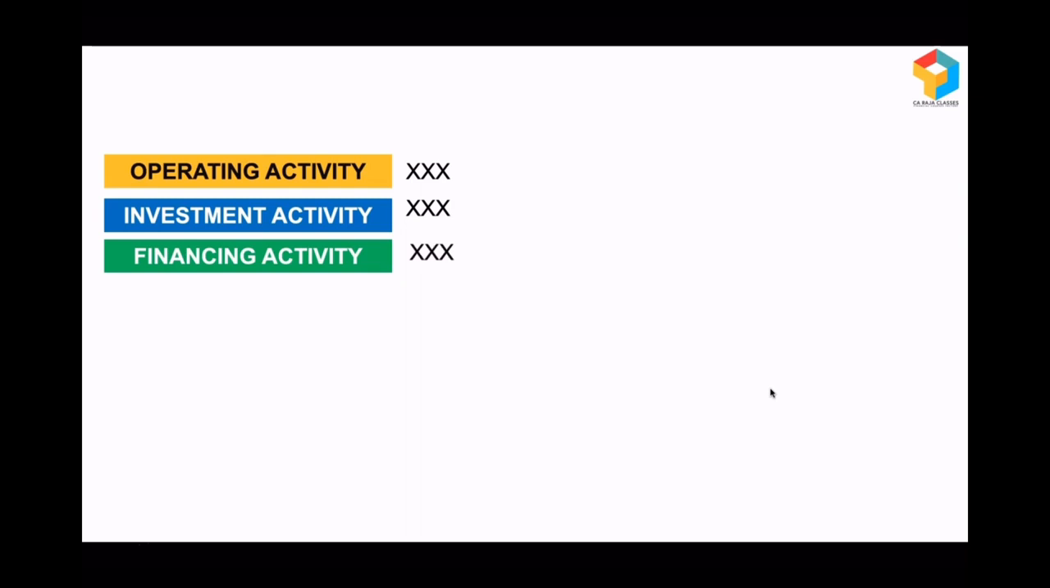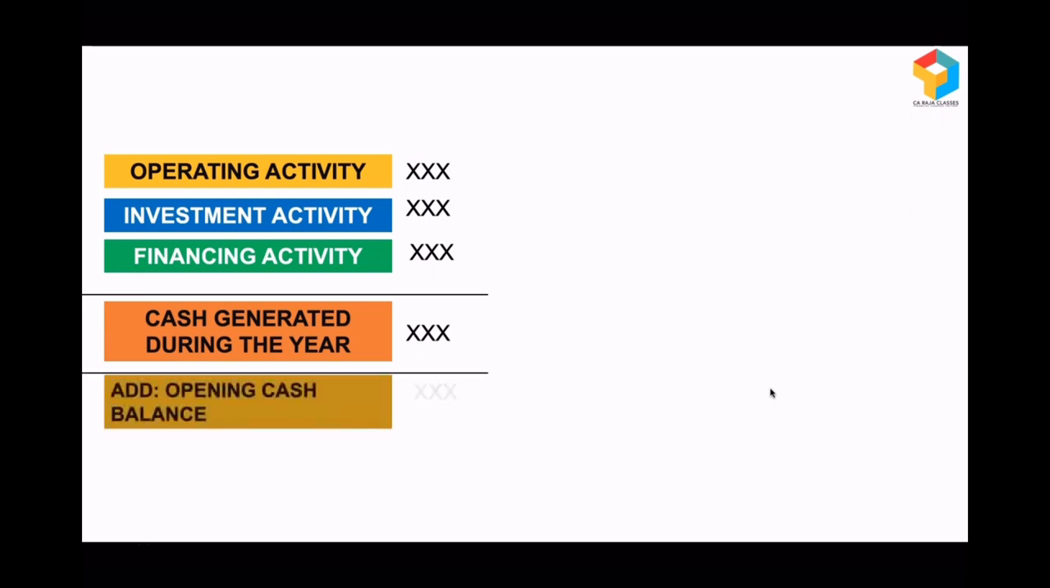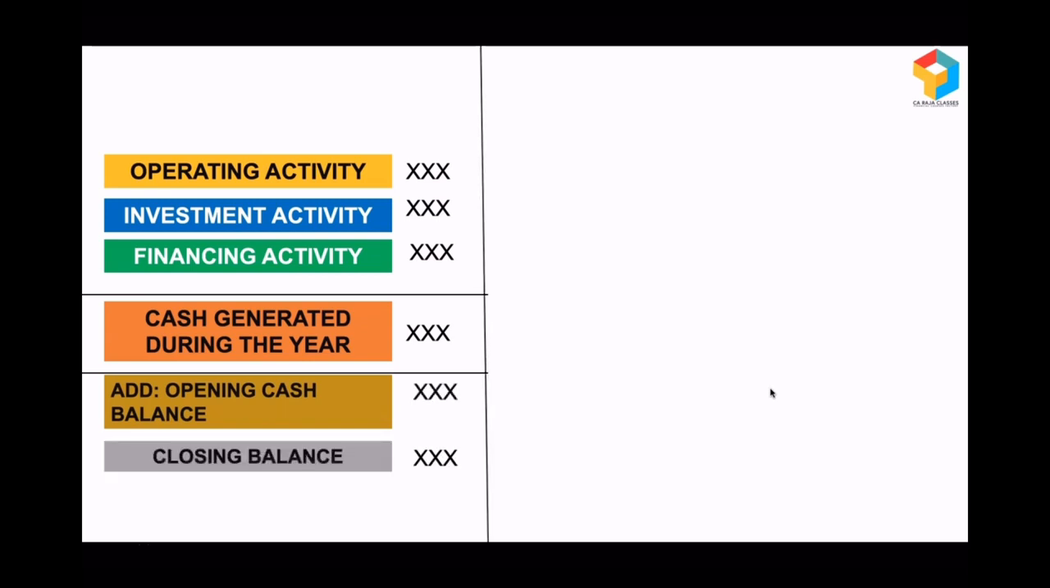So in a year, if you capture cash flows from operating, investment, and financing activity, and total them, you get to know the cash generated during the year. And with this, if you add the opening cash and cash equivalents, automatically you will get the closing cash and cash equivalents position. And this is known as an abridged cash flow statement. So what's happening here? I'm capturing the cash flows from operating, investment, and financing activity. I'm aggregating them so that I can get the cash generated during the year. And when I add the opening cash balance, automatically I get the closing cash balance.